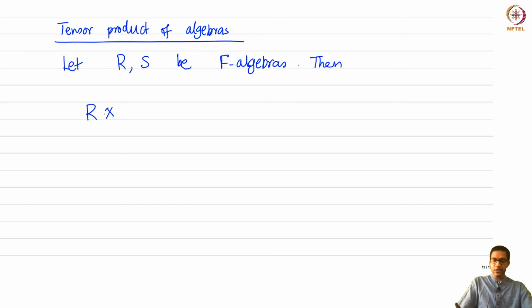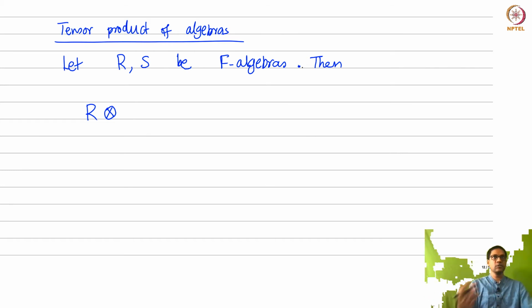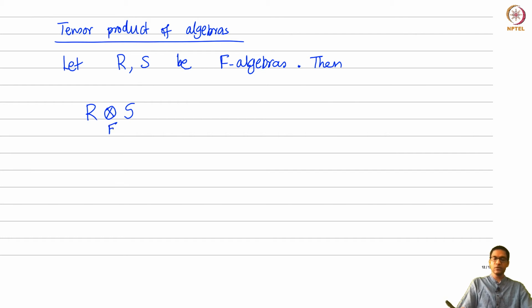Recall, an F algebra means I have a ring structure and a vector space structure which are compatible with each other. Now at the moment, forget the ring portion, and let's only think of them as vector spaces over the field F. So R and S are both vector spaces over the field F, and therefore, as modules over the field, I can talk about their tensor product. So consider the F vector space.